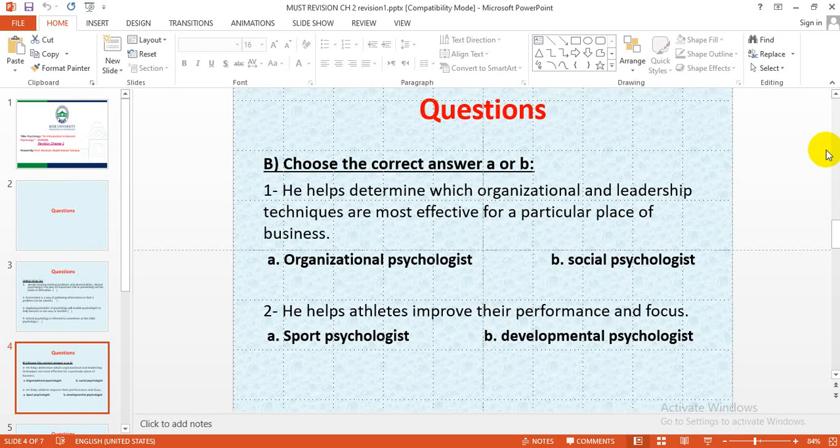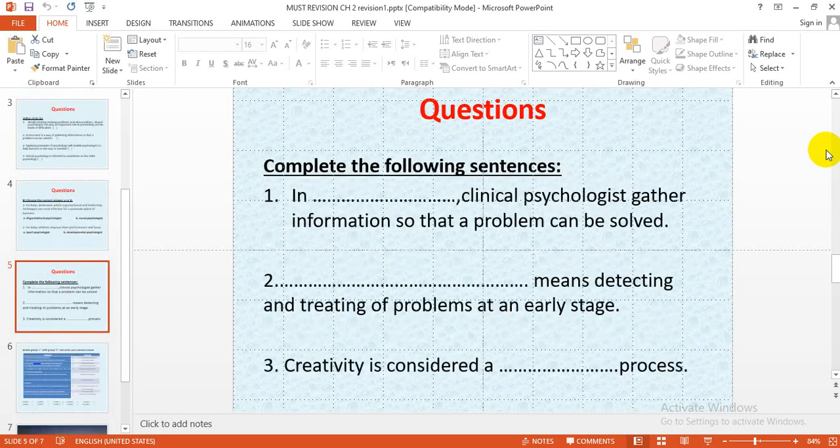Question number two: he helps athletes or sport players, we mean by athletes sport players, improve their performance and focus. Sports psychologist or developmental psychologist? Again, he helps athletes improve their performance and focus. Sports psychologist or developmental psychologist?